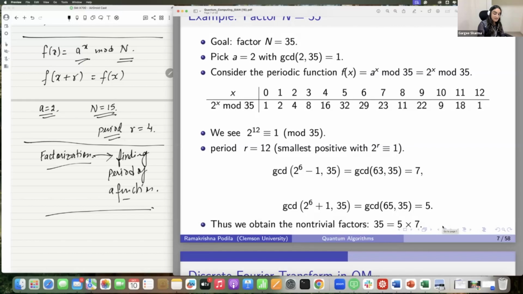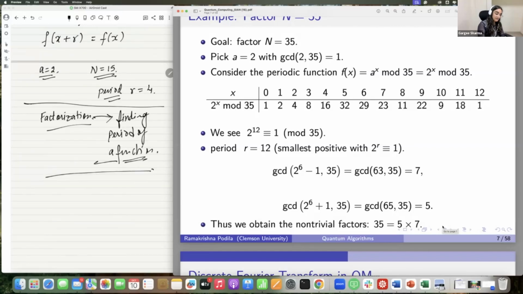And what that function is, well, for this particular case, it is a power x modulus n. All right.